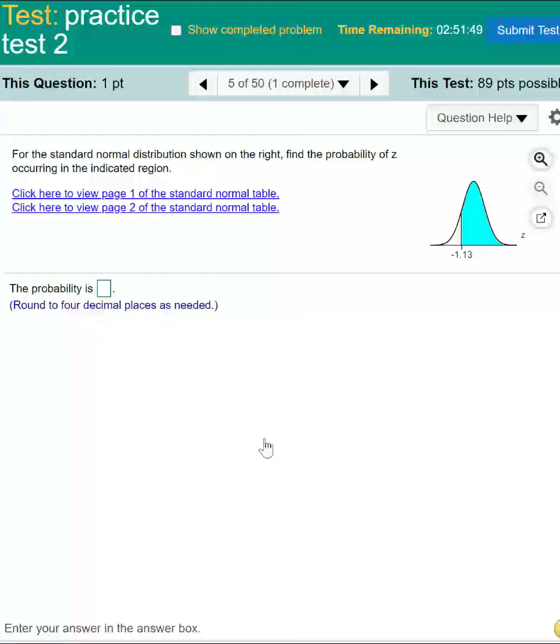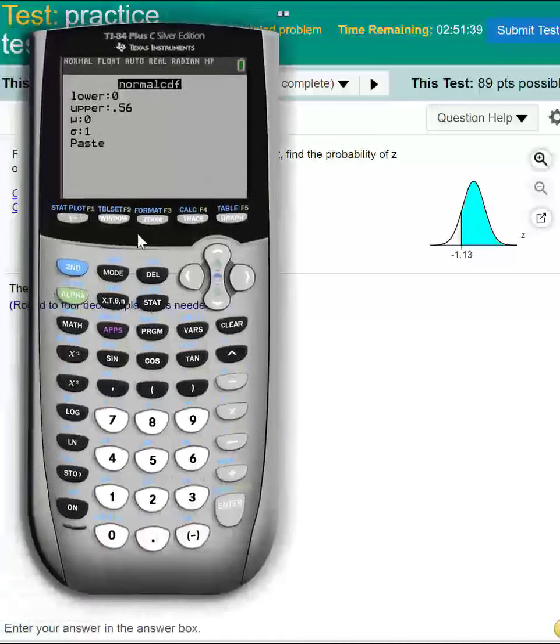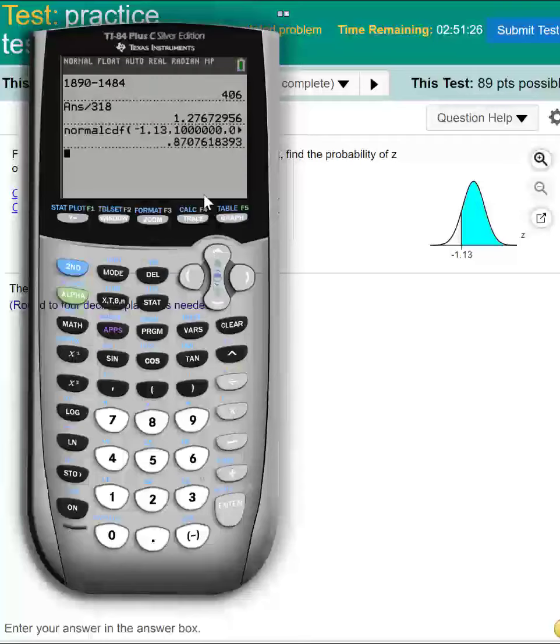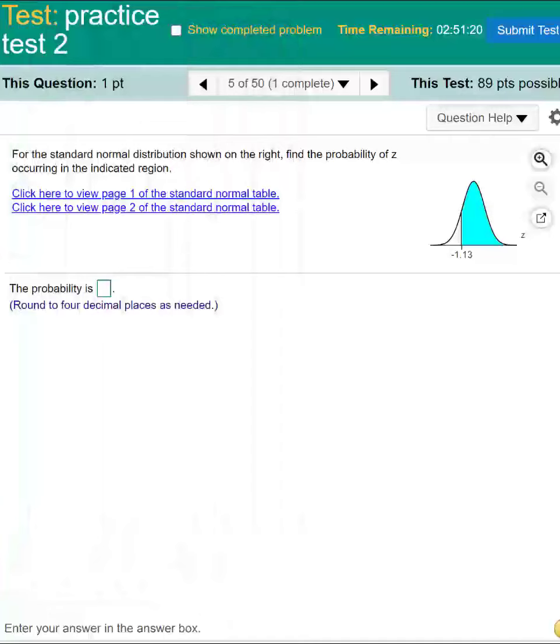Find the area to the right of negative 1.13. So it is a normal CDF. Let me just bring the calculator. The lower bound is negative 1.13. The upper bound is the sky is the limit, and 0.1. And you get 0.8708. As you can see, it's more than 50%. Next.